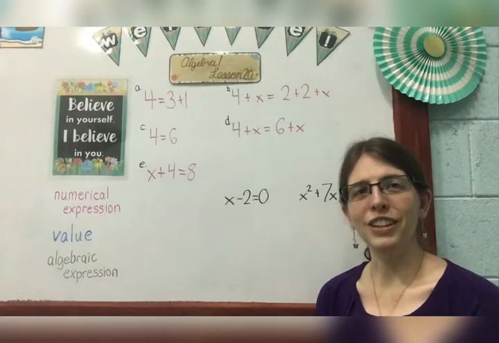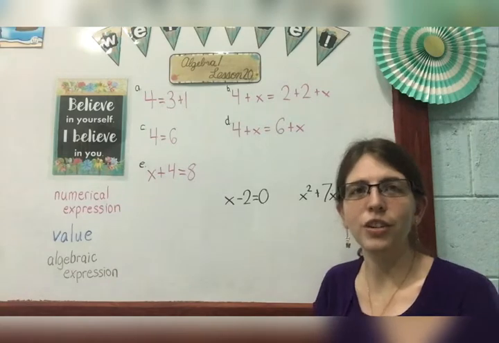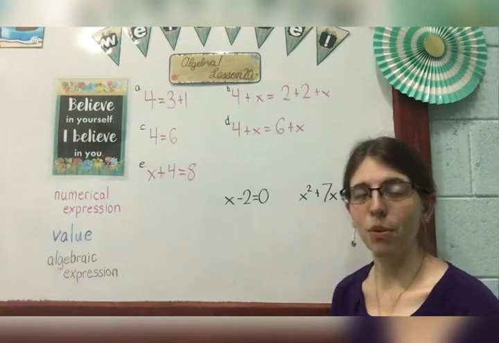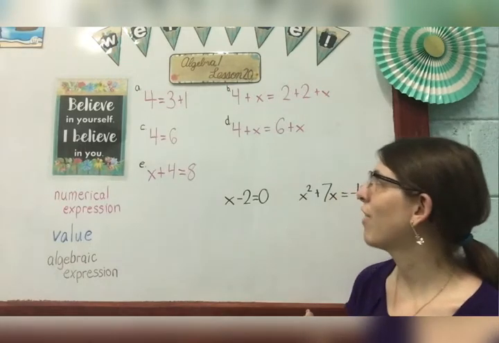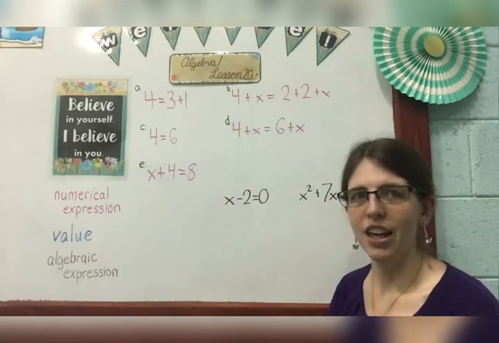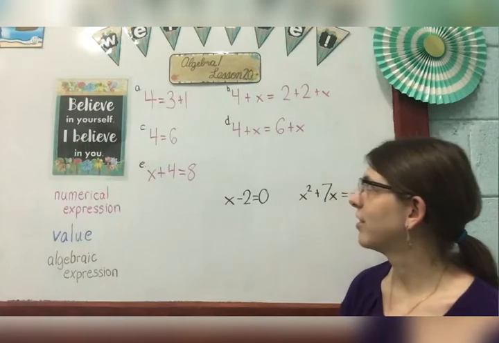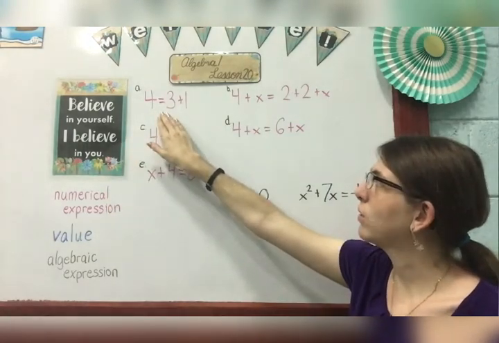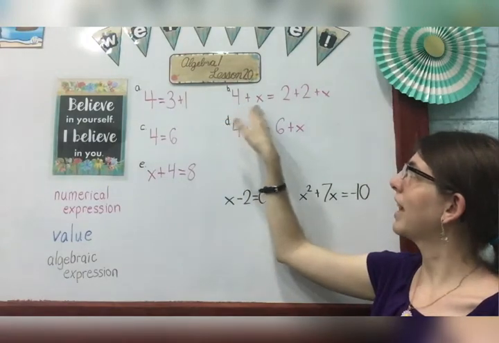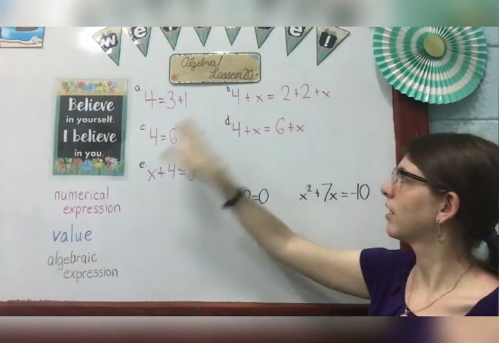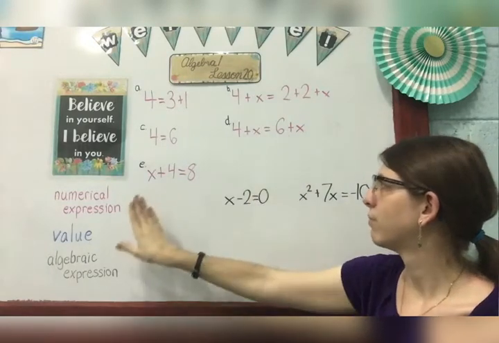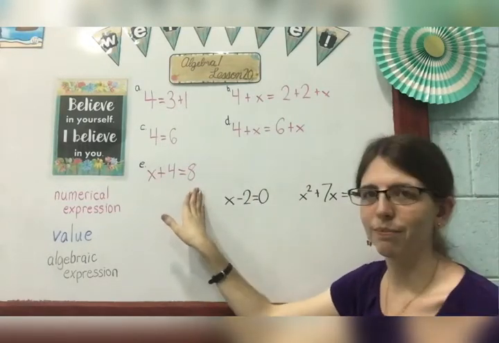So now we're going to look at our conditional equations. I have 5 equations set up here on my board. I almost said 6, I don't know why. These are all algebraic expressions. Some of them are true and some of them are false. 4 equals 3 plus 1. 4 plus x equals 2 plus 2 plus x. 4 equals 6. 4 plus x equals 6 plus x. X plus 4 equals 8.